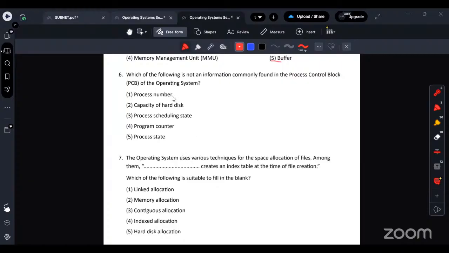Process number, yes, it is there in the PCB. Process scheduling state, you have to know what state the process is in. Program counter, yes, process state.